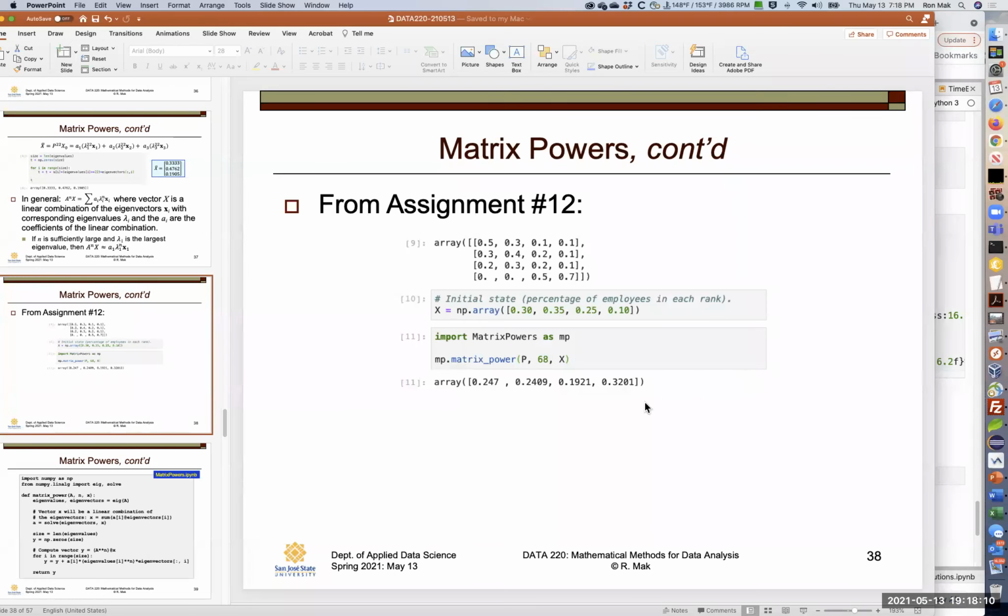19.2 and 32, 19.2 and 32. Yeah, all right. So this is a much faster and more accurate way of doing that calculation.